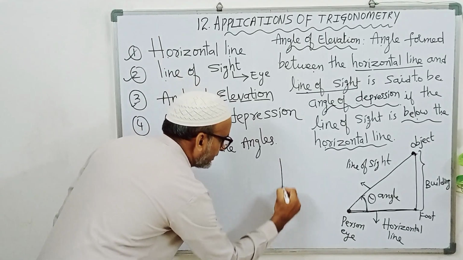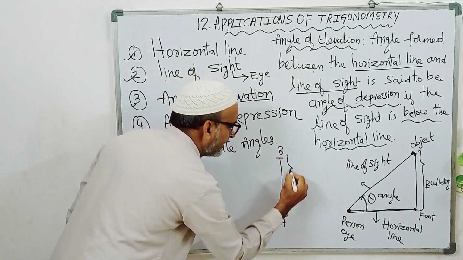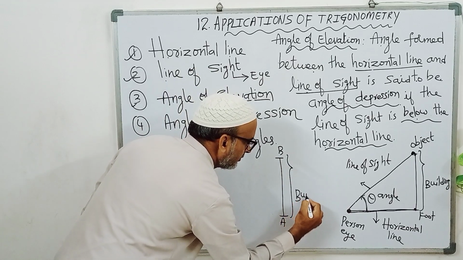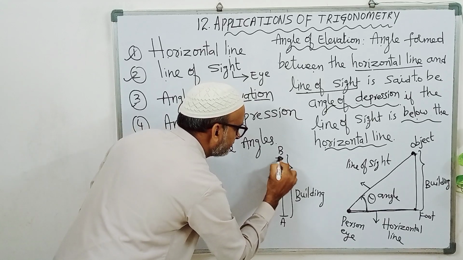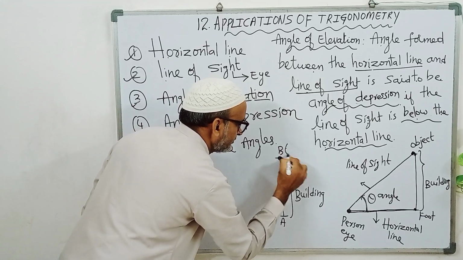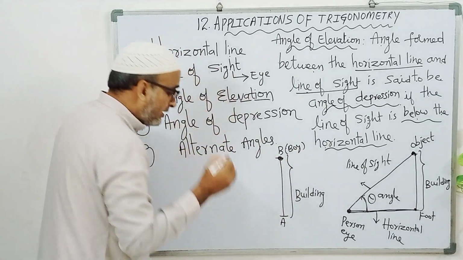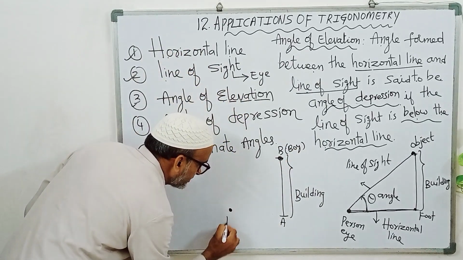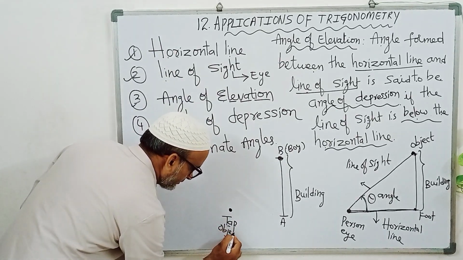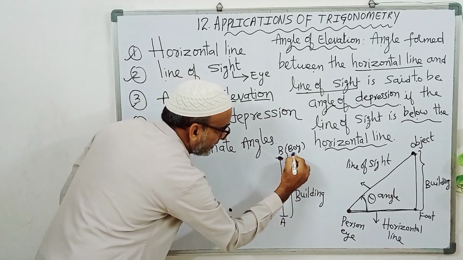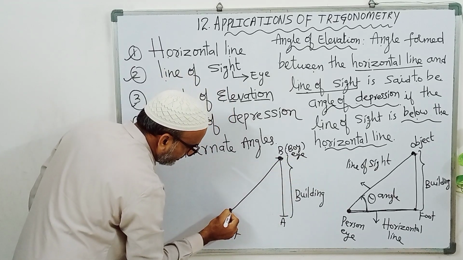Suppose this is the building, A, B. I am giving one name, building. One boy is sitting here. Now, here one tap is there, an object. From the boy's eye to the tap, this is the line of sight.